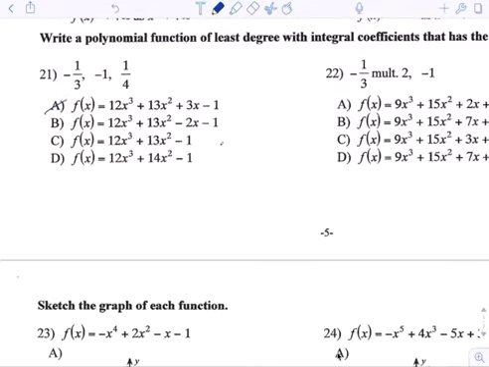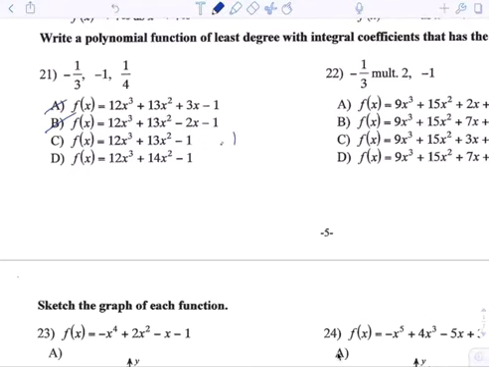Can't be that one. Let's do this one. 12, 13, negative 2, negative 1. You know a 0 is negative 1, so 12. Negative 1 times 12, negative 12. 13 plus negative 12, 1. Negative 1 times 1, negative 1. Add those, negative 3. That's not going to work either.